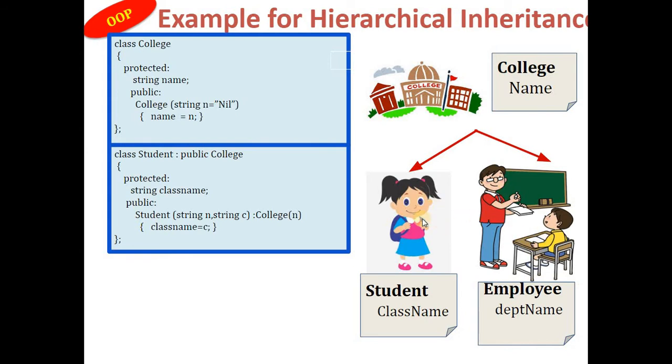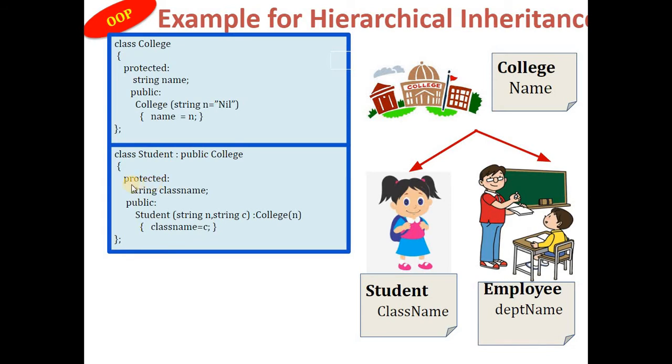Whereas student, as shown here, is not deriving the properties of employee. So in the inheritance we have seen here, class college is declared with the protected data member name, and we assign name equal to n in the constructor, initializing the value. Now while declaring the class student, we write colon public college, because we are sharing the properties of the college class with the student class, publicly.